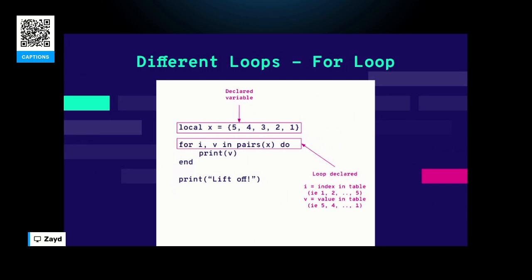The for loop can only loop through tables, so it's mainly used with tables, dictionaries, contents of a folder, and etc. After the loop is run, the print statement at the end will print liftoff.